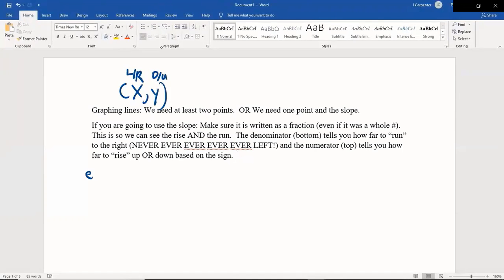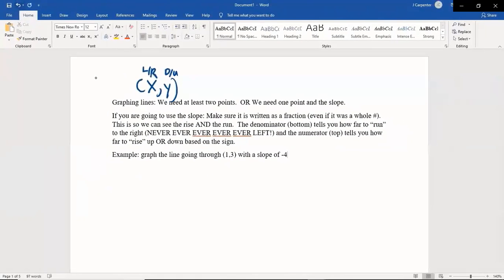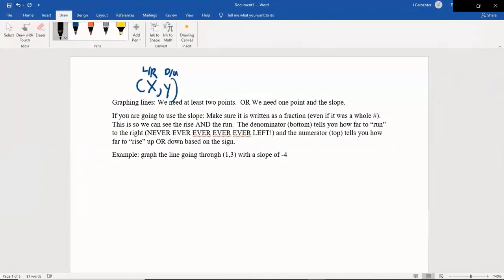All right, so for our first example: graph the line going through 1, 3, with a slope of negative 4. So when you're doing this by hand, you'll have to actually make your axes. In my math lab, they'll be set up for you automatically, same for homework and tests.